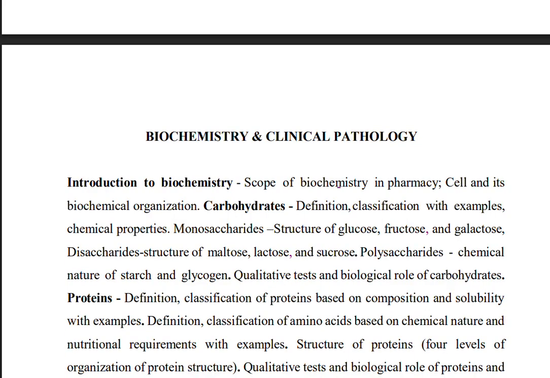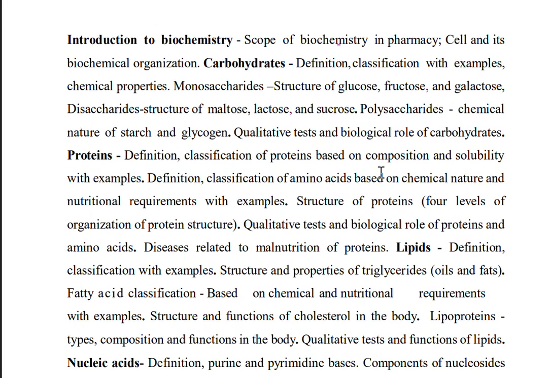Then biochemistry and clinical pathology. In biochemistry and clinical pathology, we have to know certain values: what is the pH of blood, the pH of tears, and the amount of bile secreted in the body. Like that, we have to study. This is the basic level: carbohydrate types, and the structures of carbohydrates, either ribose or hexose. Ring structures may be asked. Then proteins, types of protein, and solubility and classification of amino acids, different types of amino acids such as alanine, lysine.